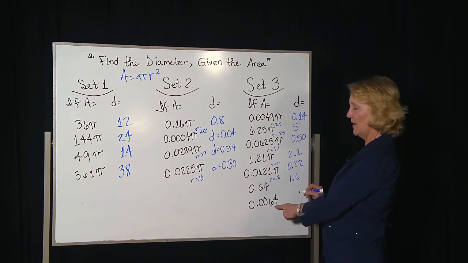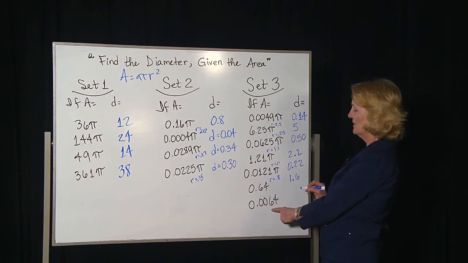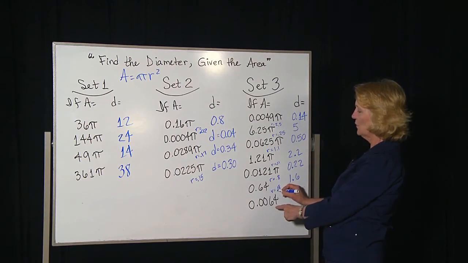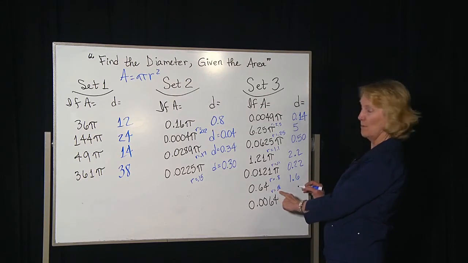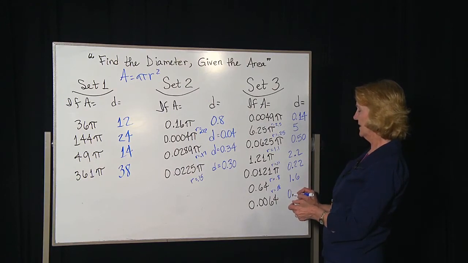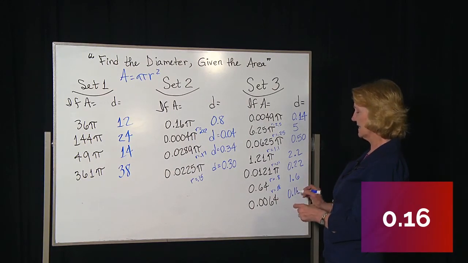If the area is 0.0064, the radius must have been 8 with 2 places behind the decimal. So then the diameter would be the 0.08 doubled. Think of it as 8 cents. Double 8 cents and you have 16 cents.